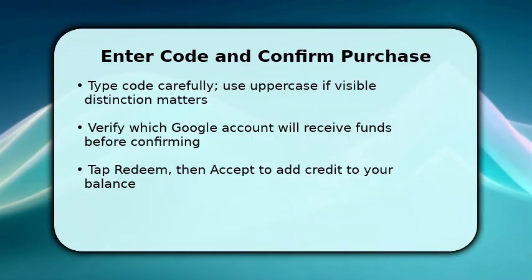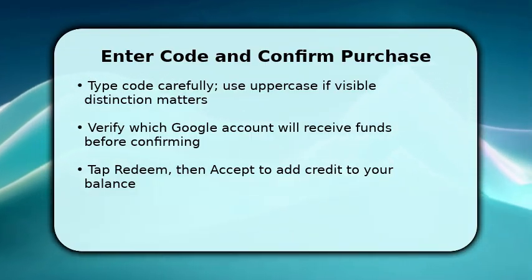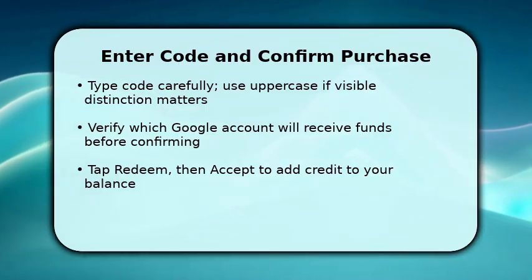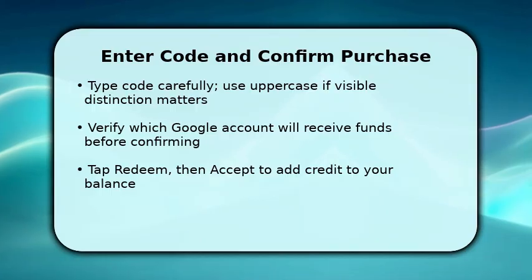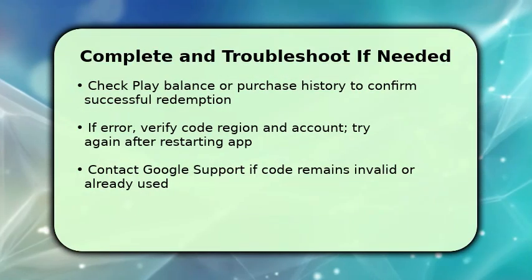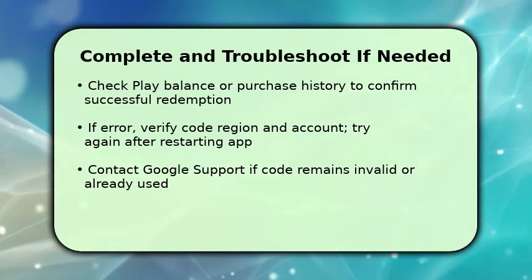Tap Redeem, then read the confirmation dialog so you know whether this becomes Play balance or a specific subscription credit. If prompted, accept terms to finalize. The app instantly applies the value, and you'll see an updated balance or eligible purchase options right away. After redeeming, review your Play balance or the purchase screen to confirm the amount posted.